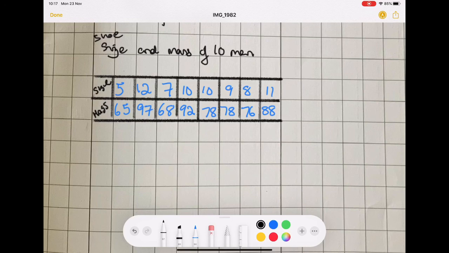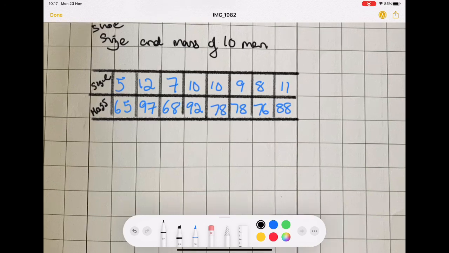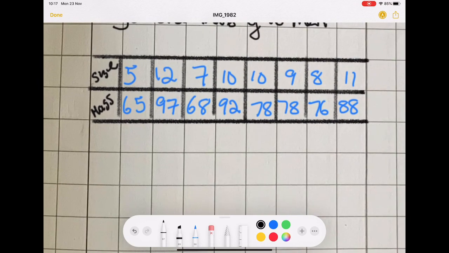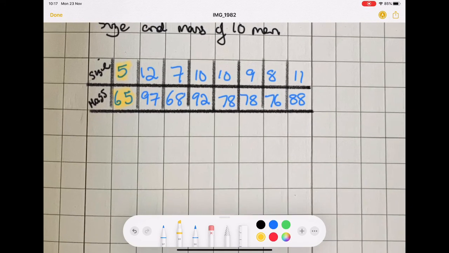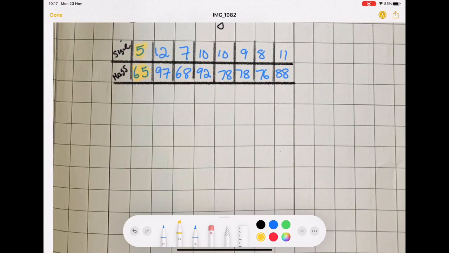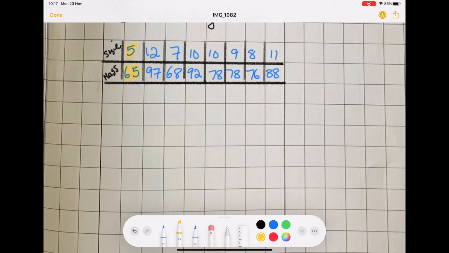And when we have a look now, we can see that with this first piece of data, this gent has got size. Oh, I just rubbed out his data there. Let's put that back. There we go. He's got a shoe size of 5. And his weight there is 65. So let's have a look, and that's in kilograms.